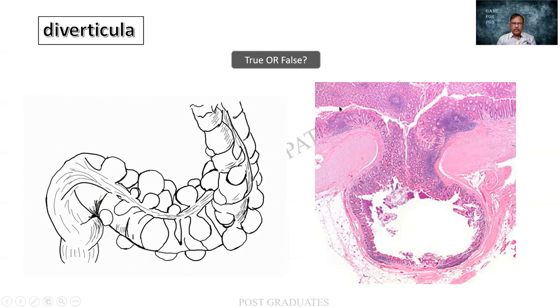And look at this. There's a mucosa that is bending down and it is going. I asked you earlier whether it is true or false. A true diverticulum will have all the layers: mucosa, submucosa, muscularis, and the serosa. When it is only the mucosa, it is called a false diverticulum.